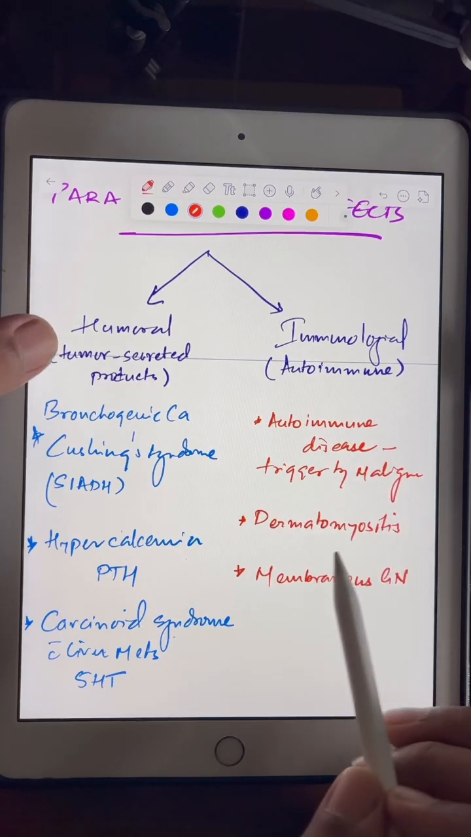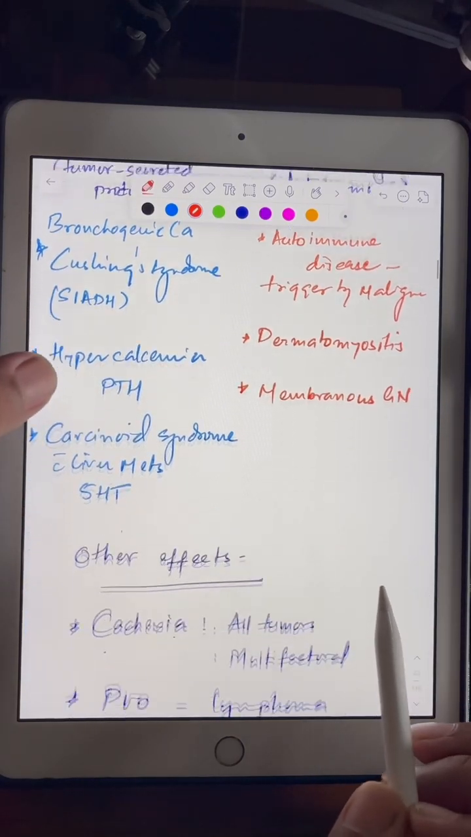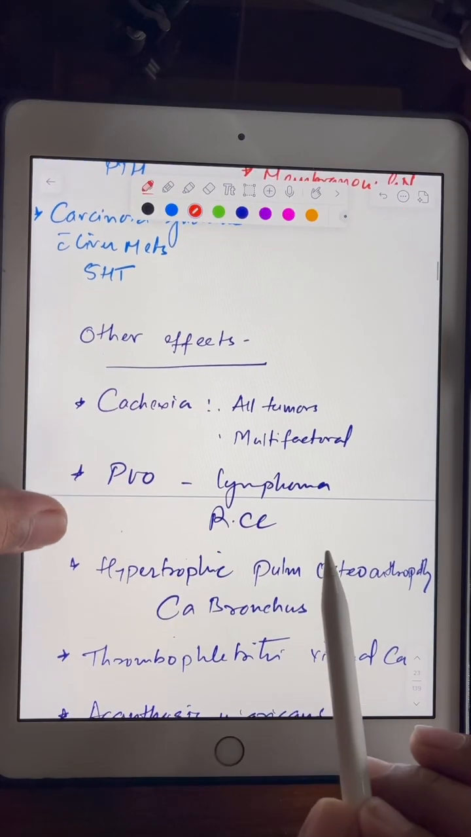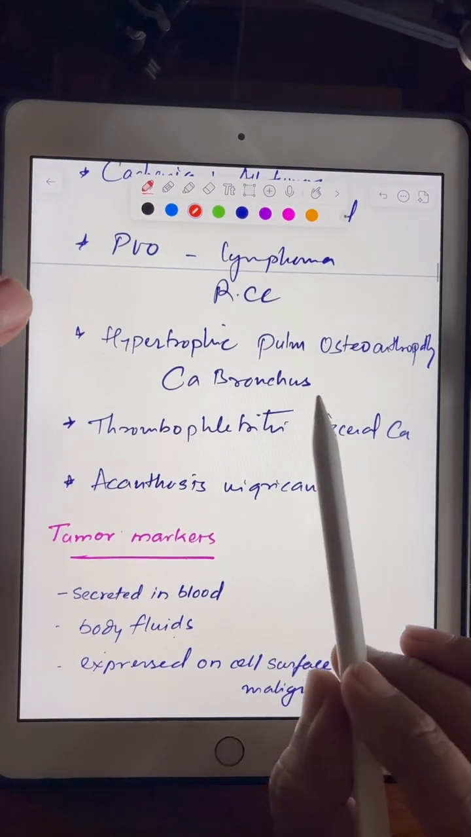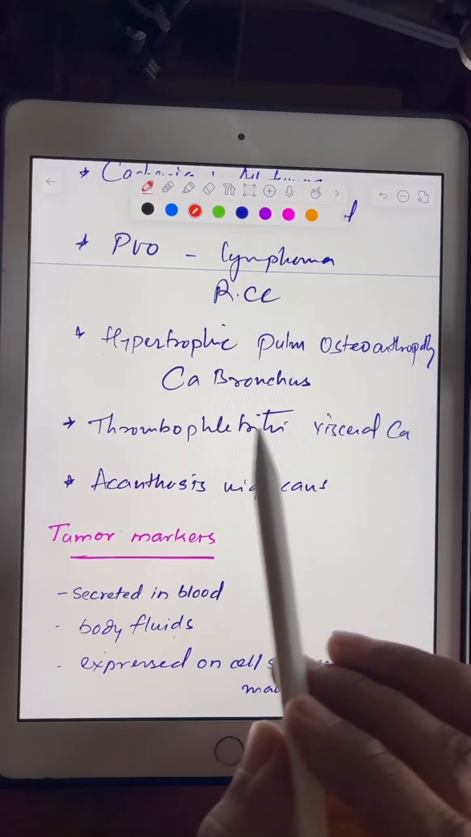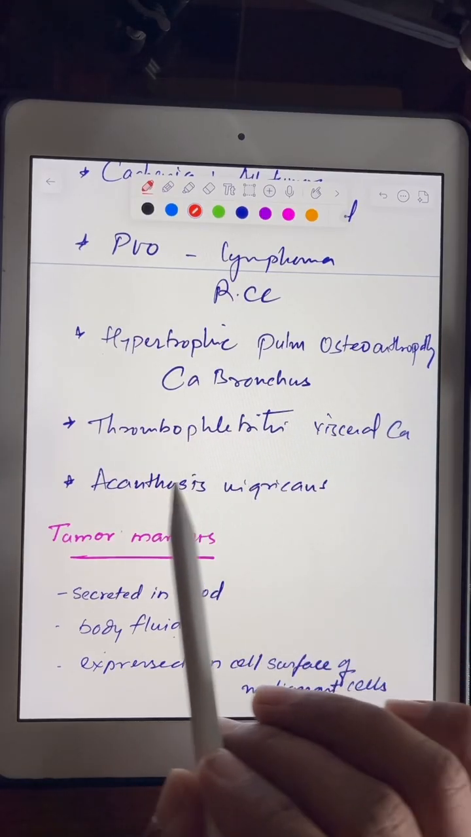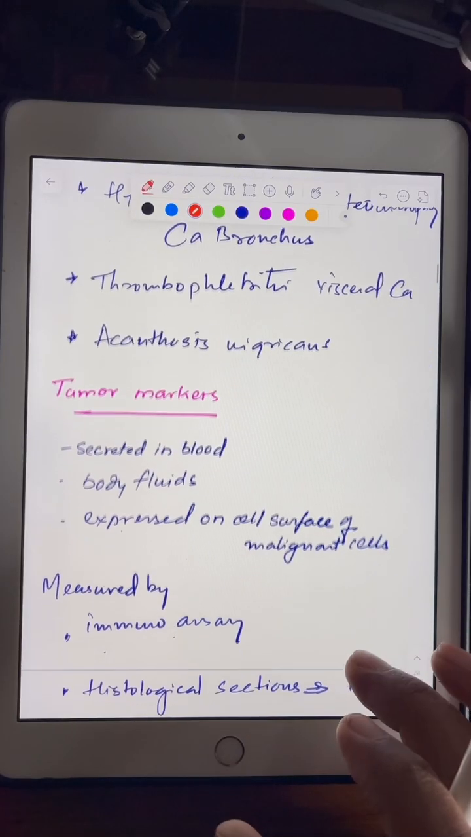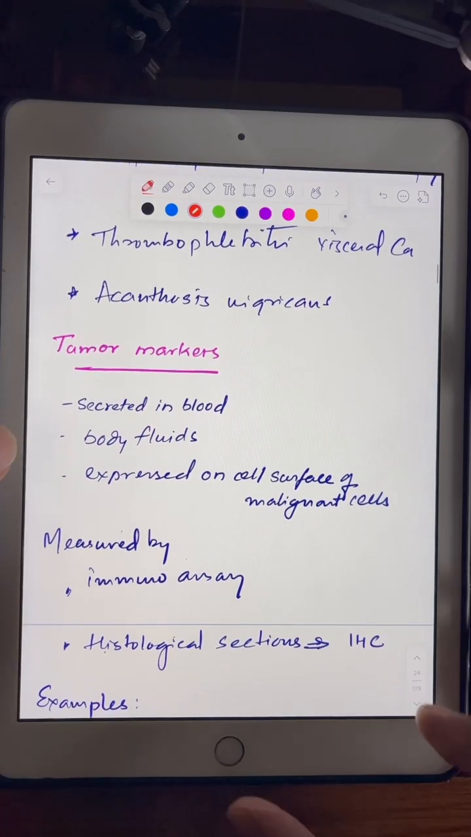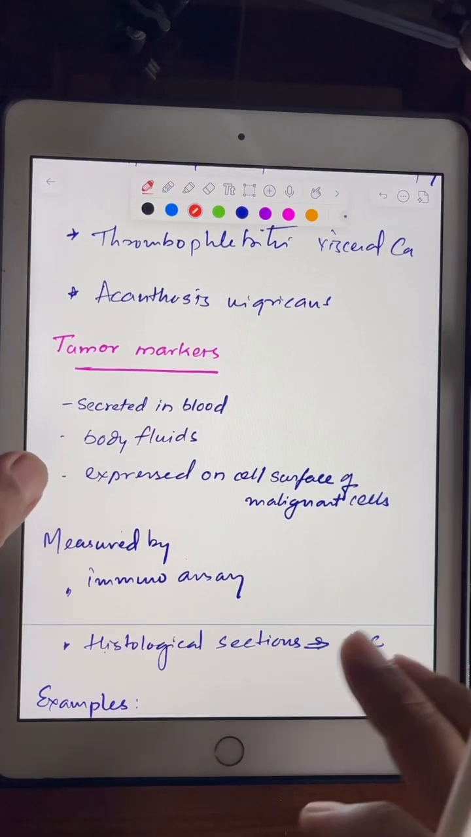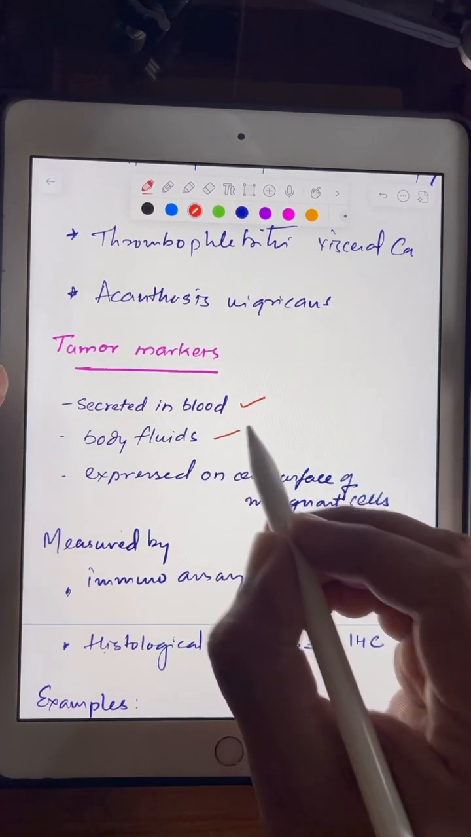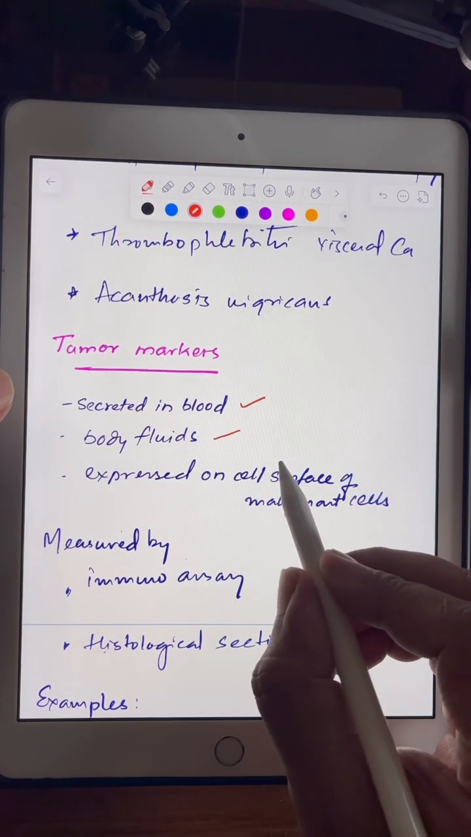diseases triggered by malignancy: dermatomyositis, membranous glomerulonephritis. Other effects: cachexia, where all tumors are multifactorial, of unknown origin; hypertrophic pulmonary osteoarthropathy caused in carcinoma of the bronchus; thrombophlebitis in visceral carcinoma; acanthosis nigricans. What are the tumor markers? Tumor markers are secreted in the blood and body fluids. They are secreted either in blood, body fluids, or expressed on the cell surface.